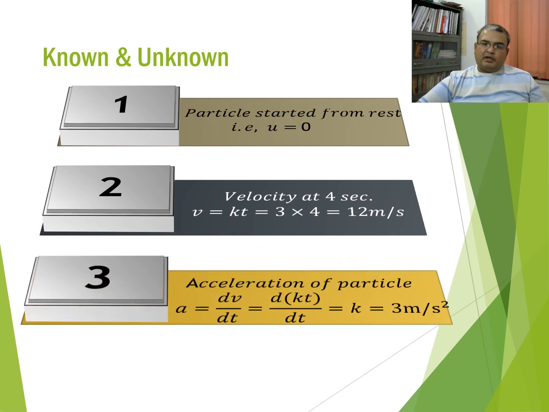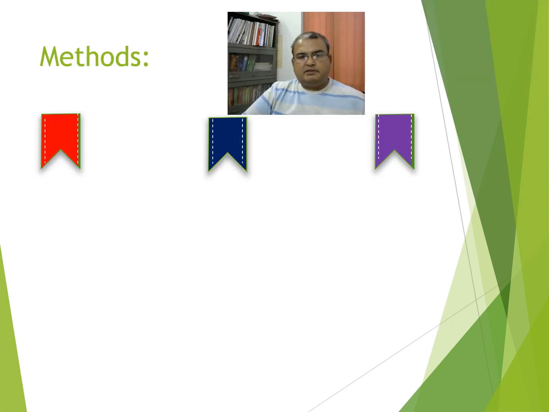Acceleration of the particle we can also find. We know acceleration is nothing but the time rate of change of velocity, and velocity is nothing but kt. If we differentiate, we get k, and the value of k is given to us, 3 meter per second square. Now we have so many methods for the single problem. We will discuss them one by one.